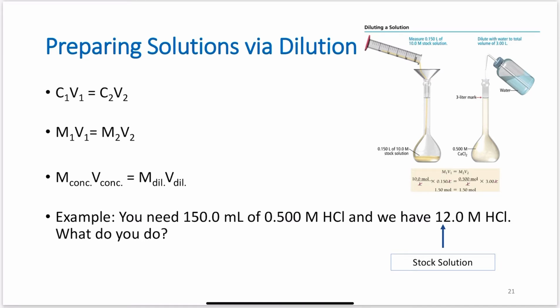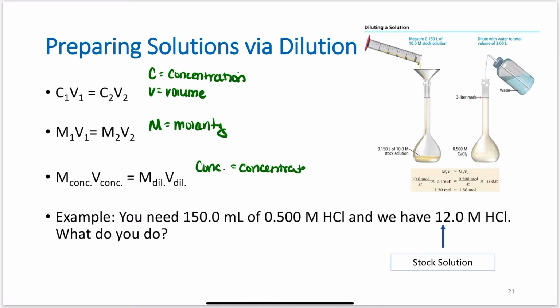So the other equations you'll see is C1V1 equals C2V2. We've already said M1V1 equals M2V2. You'll see M conc V conc equals M dil V dil. This C meaning concentration, V meaning volume, M meaning molarity, V meaning volume, conc means concentrated, dil means diluted. But again, you can only use these equations when it's appropriate, so be careful of that, please.